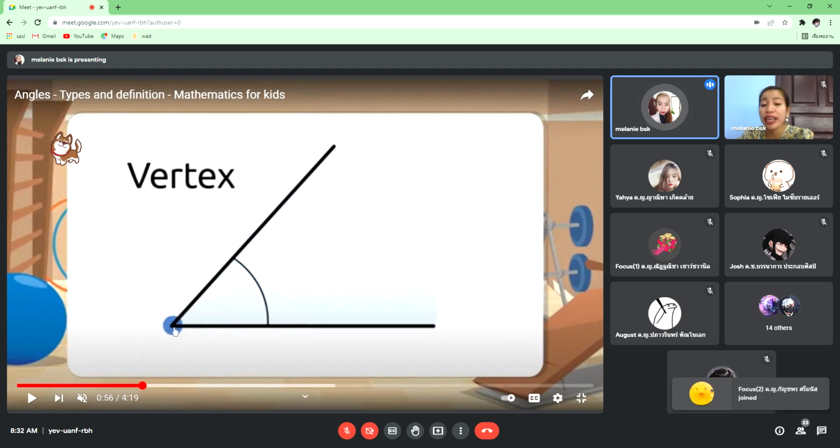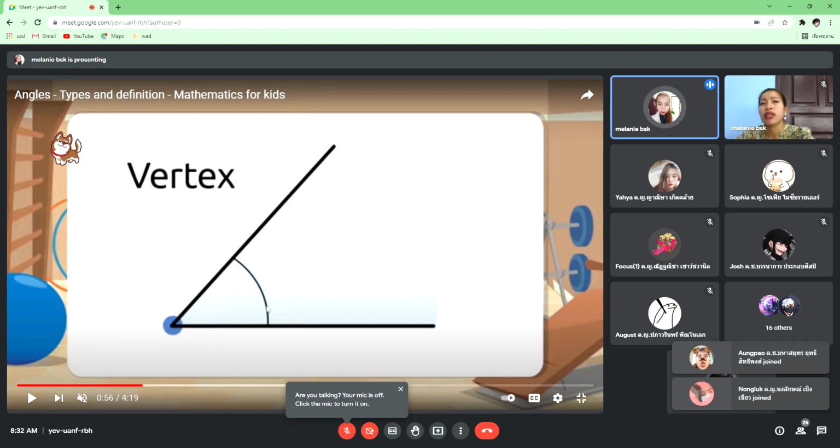In an angle, we have the arms, or what we call the rays, and the vertex. The vertex is the point where the two lines meet at the center. The space that they form is what we call the angle.